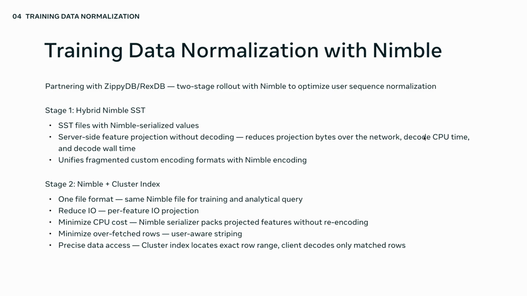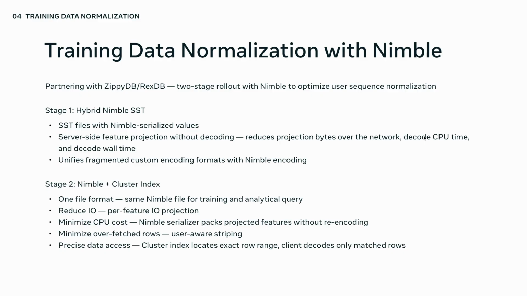So now we talk about how Nimble helps the training data normalization to improve its efficiency. We currently partner with the ZippyDB and RocksDB teams to do the rollout in two stages. In the first stage, we call it the hybrid Nimble SST file format. In this format, the data is still using the SST file format, but the value is using the Nimble Serializer to encode. With the Nimble Serializer, we allow ZippyDB to do fine-grained feature projection server side. So the projector we built can do the feature projection on the serialized value we read from the SST file.